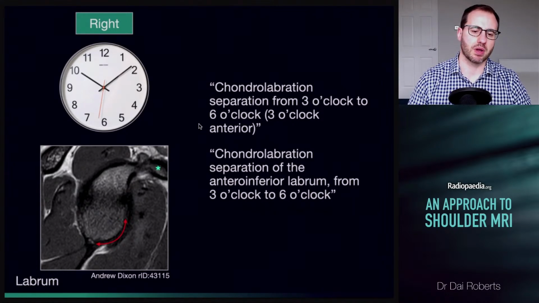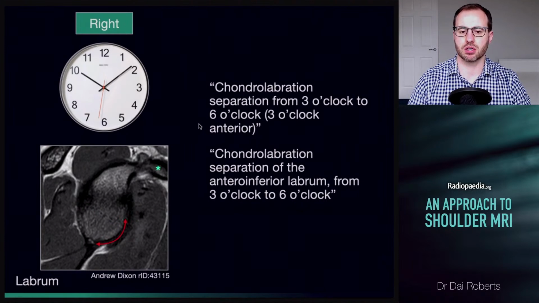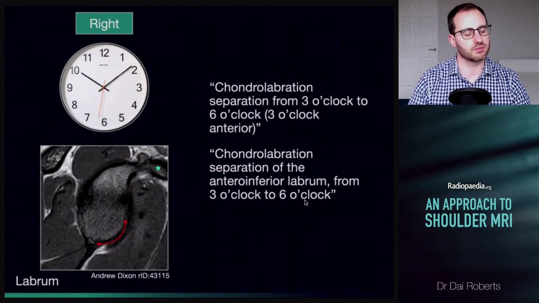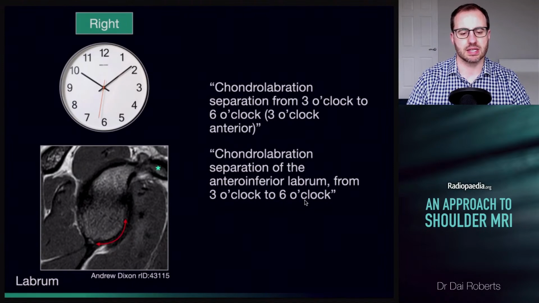Alternatively, you could talk about anatomical quadrants and say chondrolabral separation of the anterior inferior labrum from 3 o'clock to 6 o'clock, or a combination of both. But we need to make sure that we're consistent. Our 3 o'clock position should always be consistent. For me, I really like it as anterior labrum, and we need to convey that in our reports.